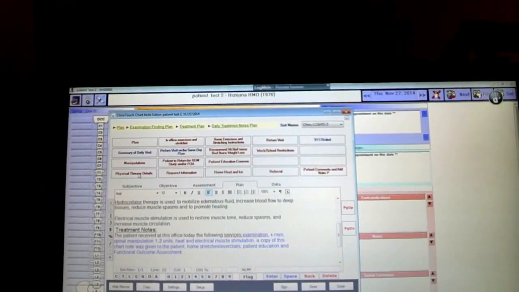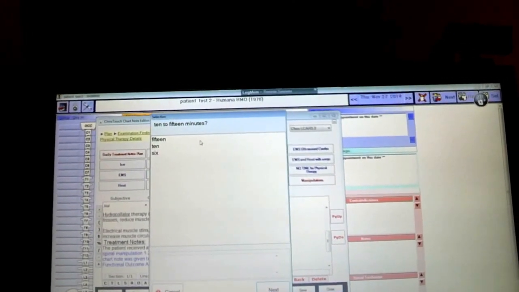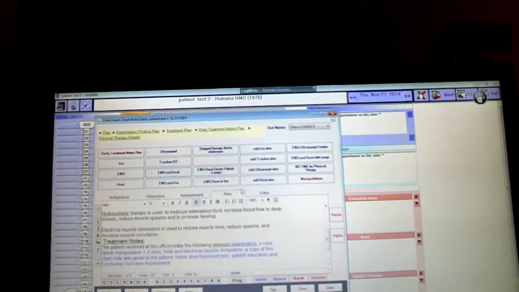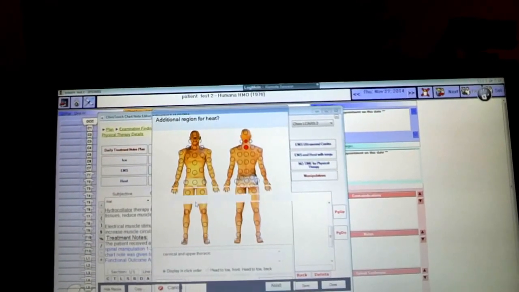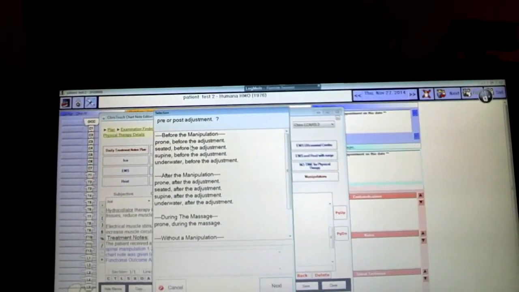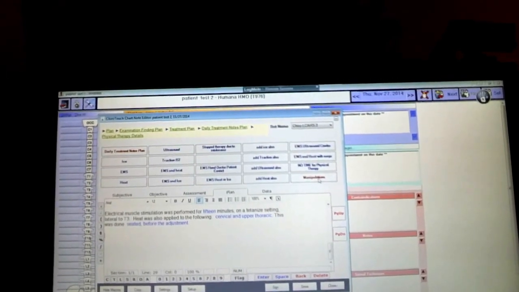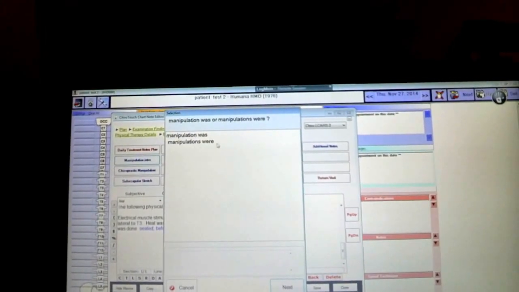From there, we go directly under the physical therapy and what therapy was done for this individual. We did muscle stim and heat for 15 minutes, and we did this lateral to T3 with heat applied to the neck and the upper back. And let's say we did this in a seated position. That way they could have filled out their functional outcome assessment on the iPad while we were developing the x-rays. From there, we're going to say that the manipulations were done to the cervical spine.